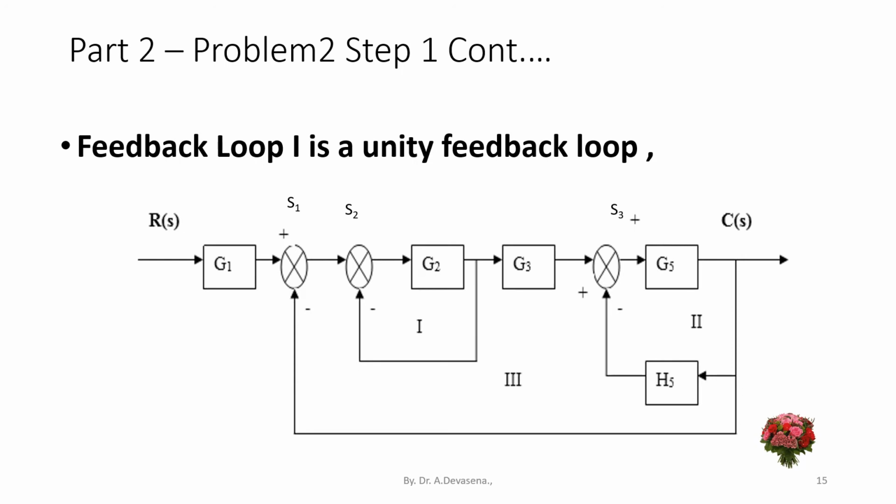Feedback loop 1 is a unity feedback loop. We have to identify this. Here a negative feedback is applied in this diagram, and feedback loop 2 has a feedback element of H5, and this H5 is applied to summing point 3, which has a negative sign. That is, a negative feedback is applied to both the feedback loops.